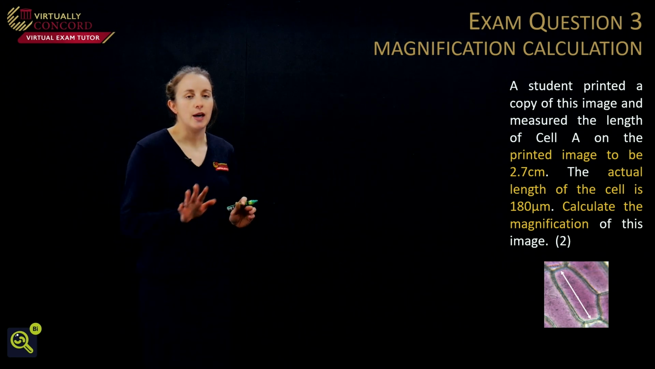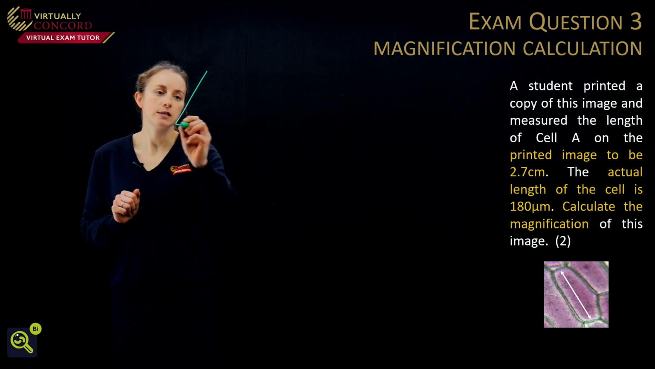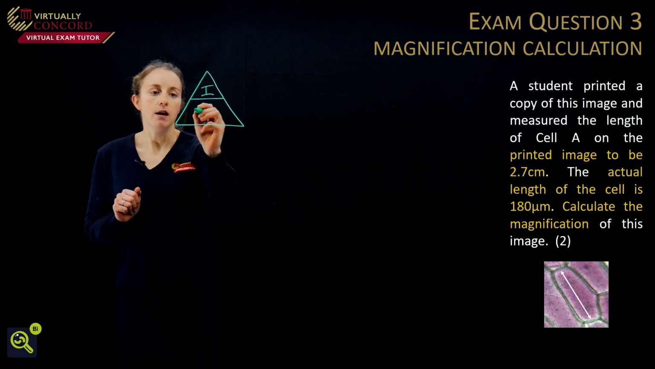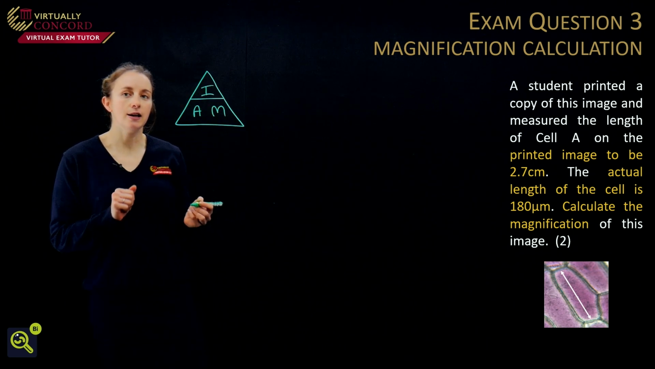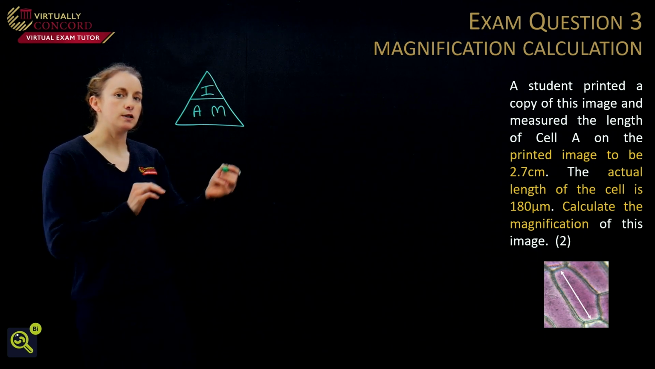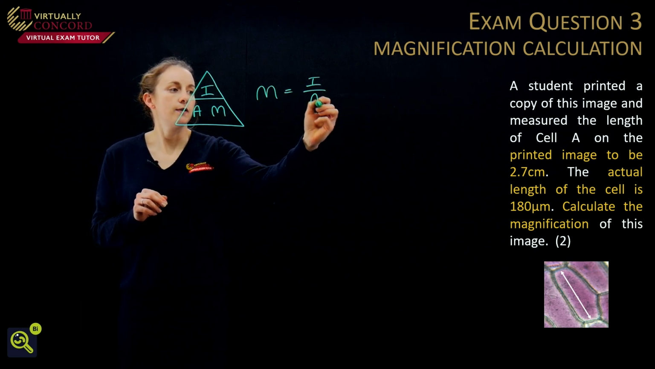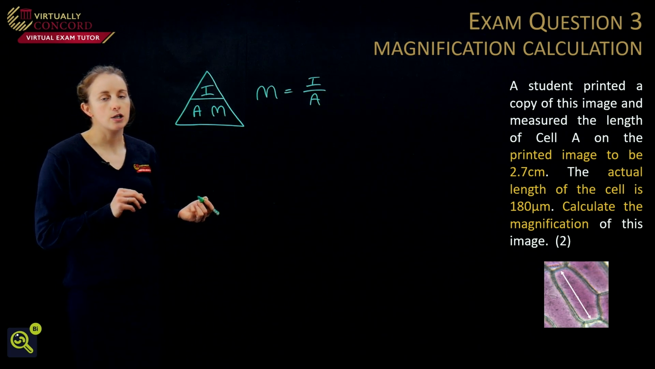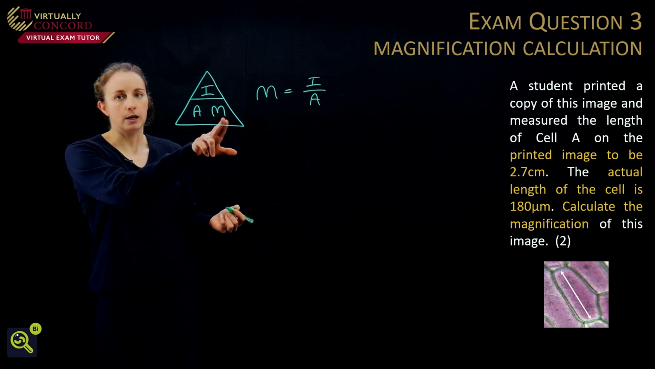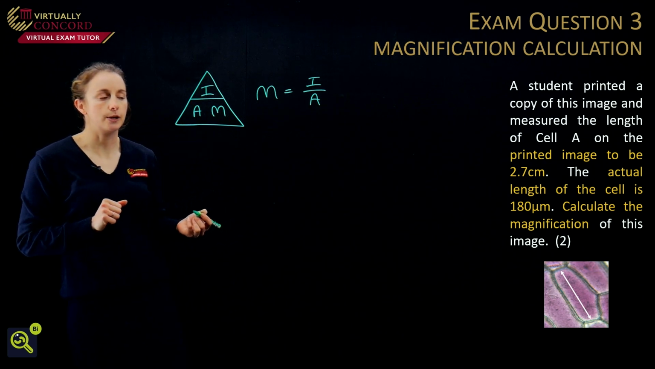Now the first step for any magnification question is to write down your equation, and I would always start with my magic magnification triangle, and I remember it as I AM, and that tells me all the equations that I need to know for magnification. So in this case we're asked for the magnification, so M equals I over A, so magnification equals image size over actual size. But you could also work out, so actual size would be image over magnification, and image size would be actual times magnification.